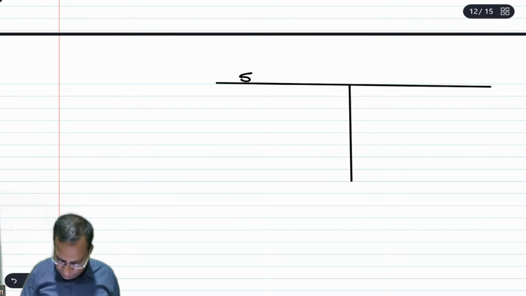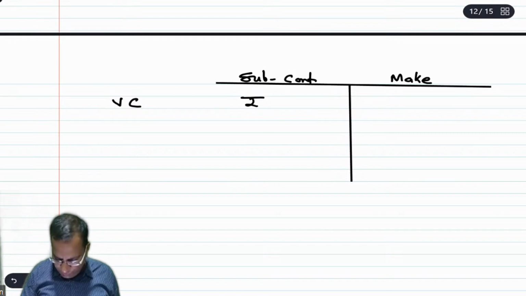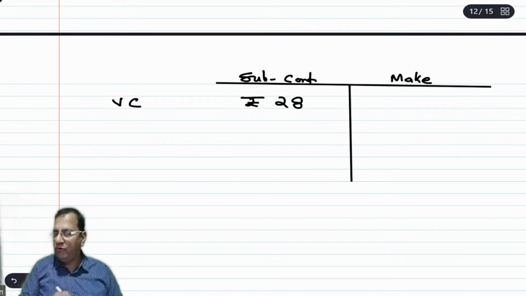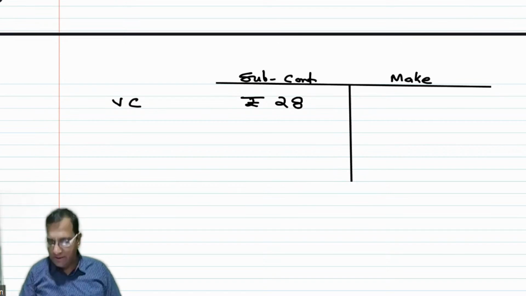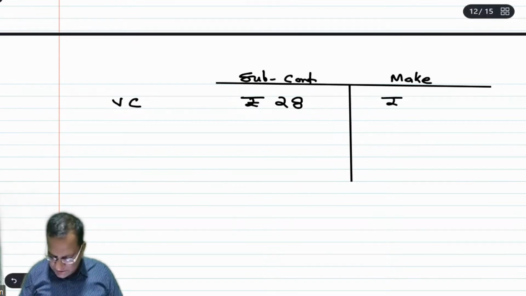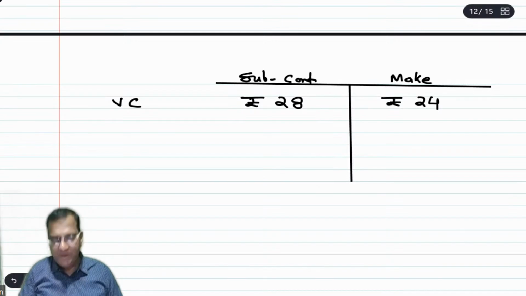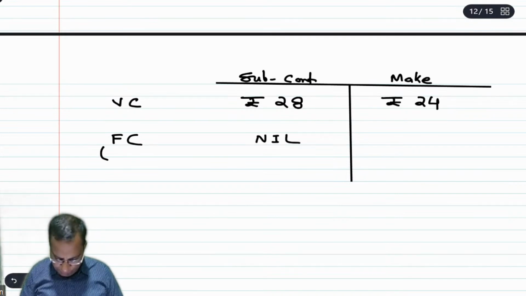Okay, if we subcontract this and if we make it ourselves, the benefit will be in the form of variable cost. If we subcontract, for every unit we have to pay rupee 28 to our associate in the form of subcontracting charges. But if we manufacture the same, the variable cost will be rupee 24. There will not be any fixed cost in case of subcontracting because the special mold will be purchased by the subcontractor and not by us.